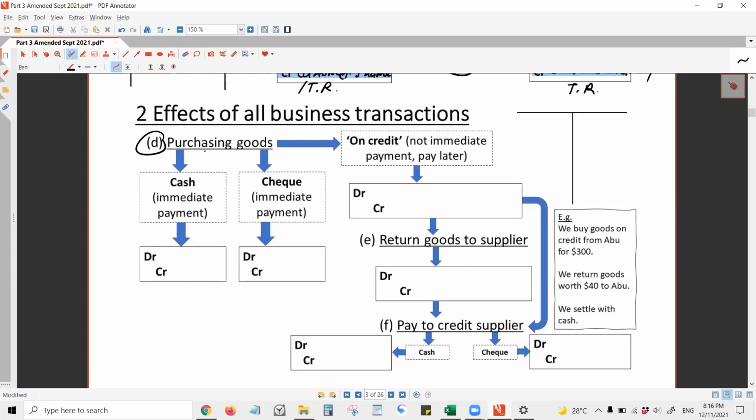Write a few words with me: purchases goods from supplier. Purchasing goods from supplier. So who are we here? Then we say that we purchase goods from supplier. We must be the customer.